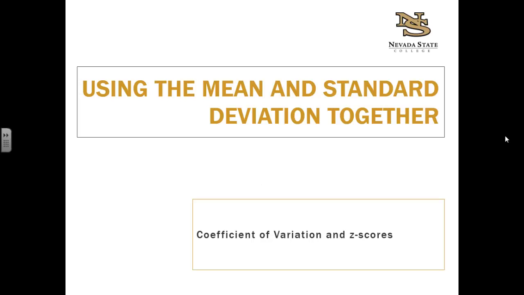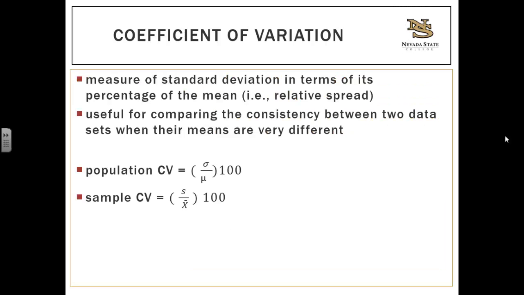So now let's focus on using the mean and the standard deviation together to understand how scores are related to other scores in the data set. So I'll start with the coefficient of variation, and then we'll move on to z-scores. So the coefficient of variation is a measure of the standard deviation in terms of the percentage of the mean, or the relative spread. So this is really useful for comparing the consistency between two data sets when their means are very different, because the size of the standard deviation is affected by the scale of the data.